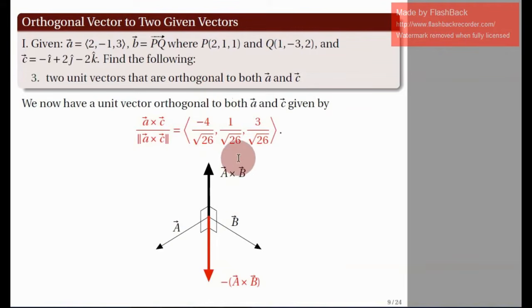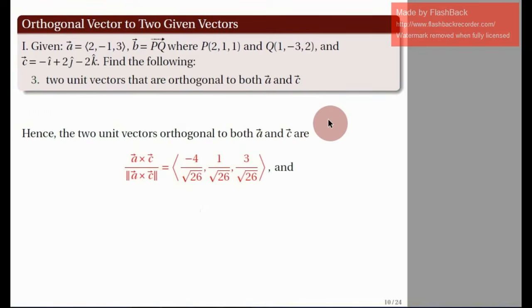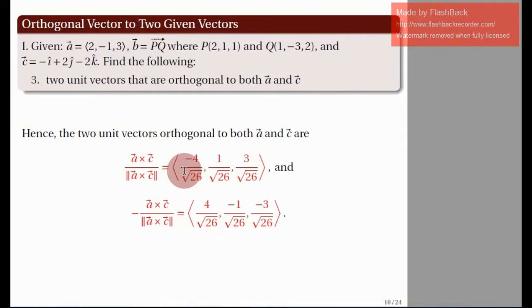If we multiply a negative to the cross product, then we just get a vector that is pointing downwards. And because they are parallel, the negative of the cross product will still have the property that it is orthogonal or perpendicular to both vector A and vector B. So we can just multiply a negative to this vector here. And so this is our first unit vector that is orthogonal to both vector A and vector C as before. And this is the negative of that vector, which is still orthogonal to both vector A and vector C.